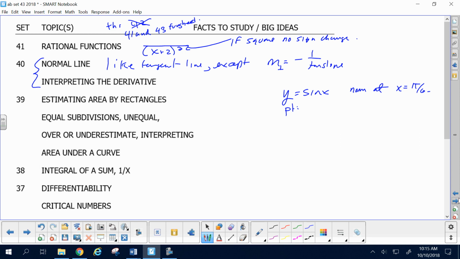Find a point. Okay, so pi over 6 and sine of pi over 6. So what's the point on the tangent, the normal line, and the curve itself? Pi over 6 and sine of pi over 6 is 1/2. Okay, cool. Then you go about the slope process. Here's where your notation needs to be good.